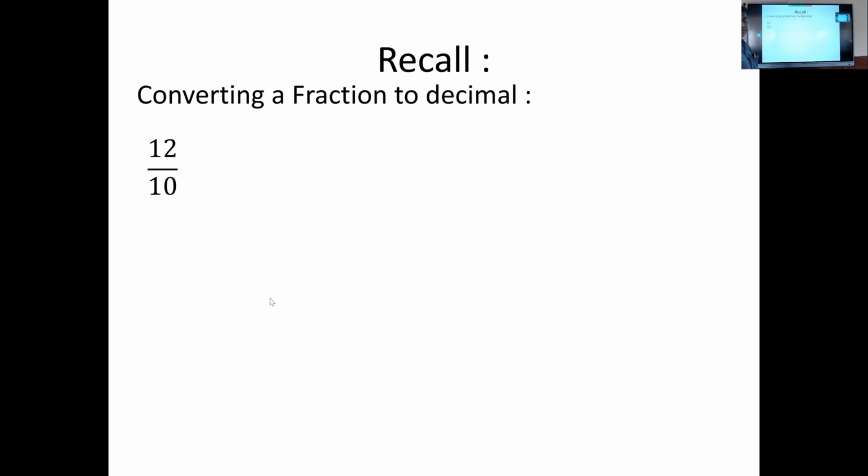For example, there is a fraction 12 by 10. Now you know how many zeros are there in the denominator. There is one 0 in the denominator. So where will be the decimal point? The decimal point will be after one digit from the right. So it will be 1.2.